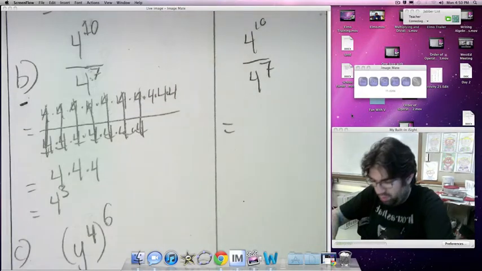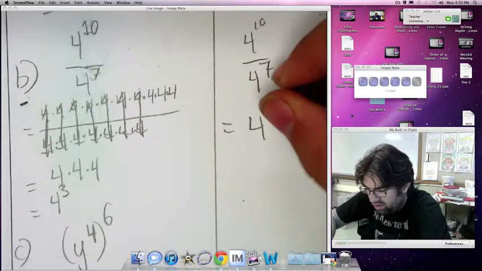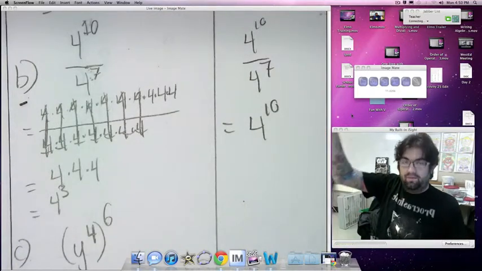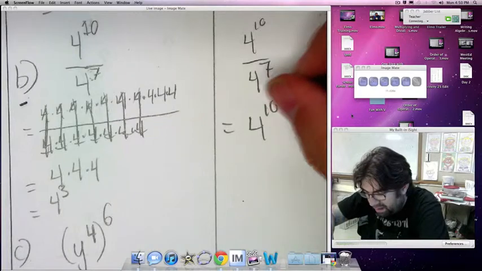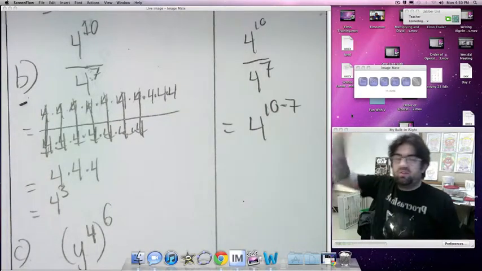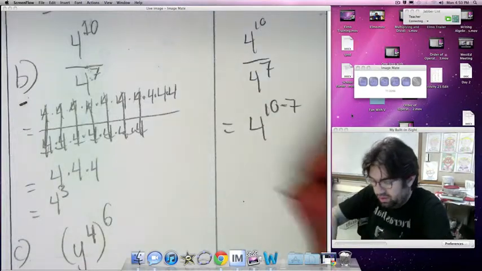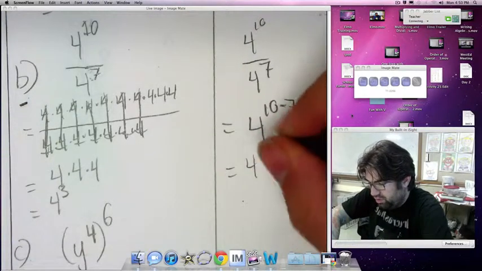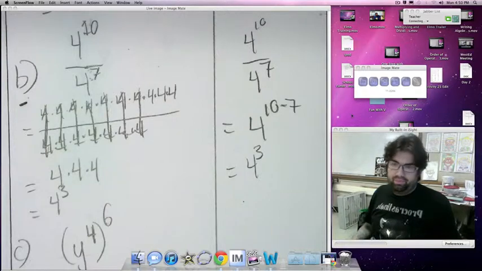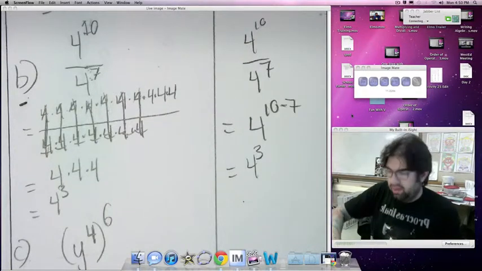So I can use my exponent properties to say 4 to the 10, the top number goes first, minus the bottom exponent. You've got to put the top exponent first, bottom exponent second. Okay? Is equal to 4 to the third power. Done. Again, either way is fine by me. Do what you want.